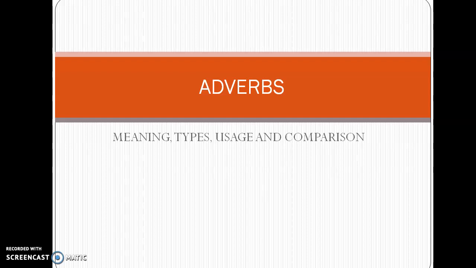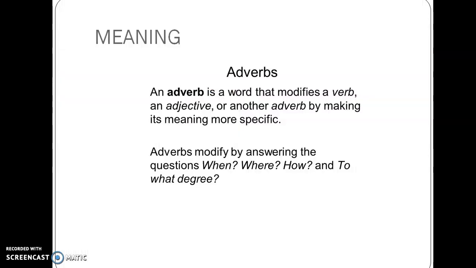Today we'll be learning about adverbs, their meaning, types, usage, and comparison of adverbs. Now, what are adverbs? An adverb is a word that modifies.